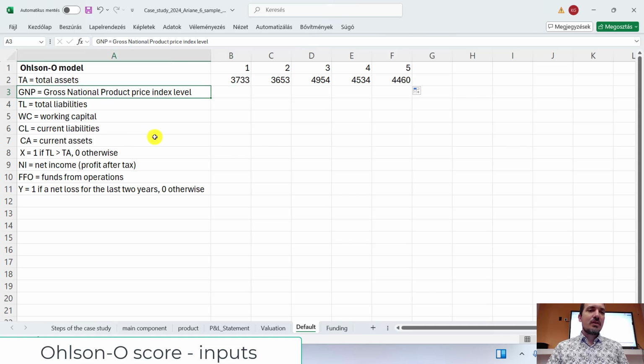Okay, we need gross national price index. So GNP. Do we have GNP for France?